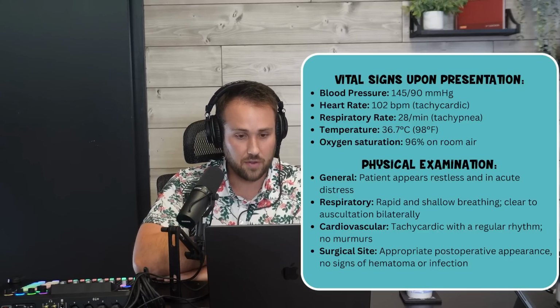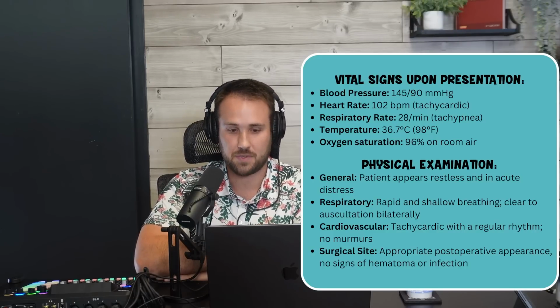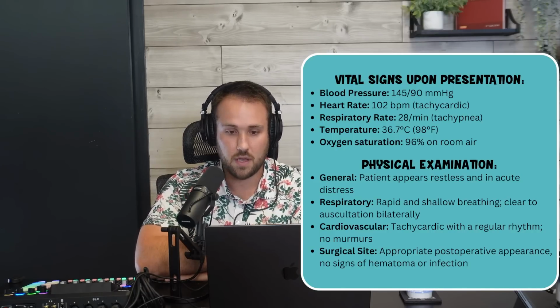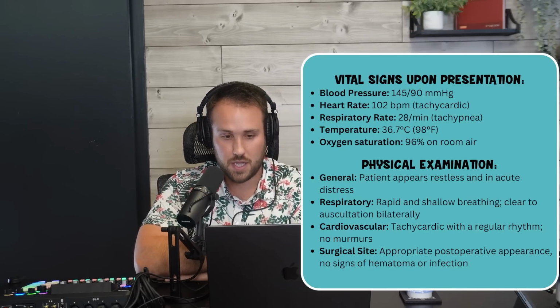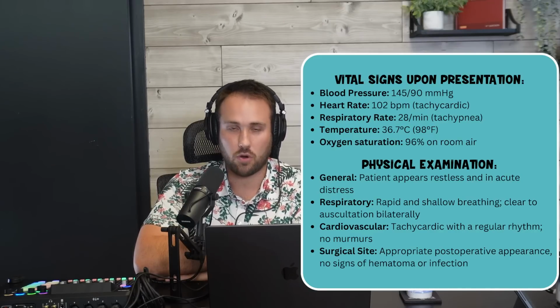Review of systems: respiratory, reports rapid breathing and feeling unable to catch his breath. Cardio, no chest pain at all, does report palpitations. Neuro, anxiety, no confusion or focal deficits. His vitals upon presentation to the PACU: blood pressure is 145/90, heart rate is 102, respiratory rate is 28, temp is 36.7 degrees Celsius, and oxygen saturation is 96% on room air. For his exam, general, the patient appears restless and in acute distress. He's pretty anxious. Respiratory, rapid and shallow breathing, clear to auscultation bilaterally. Cardio, he is tachycardic with a regular rhythm, no murmurs. When we inspect the surgical site, it's appropriate.